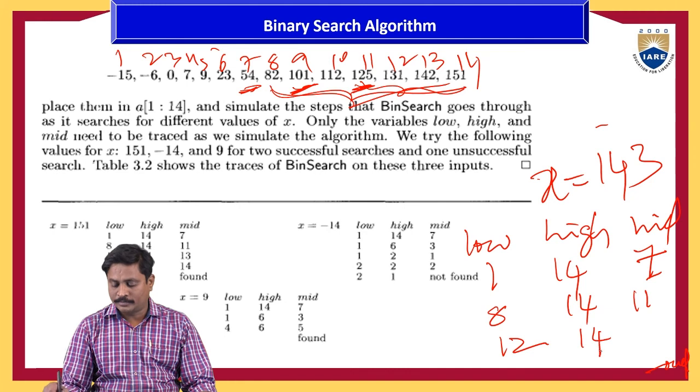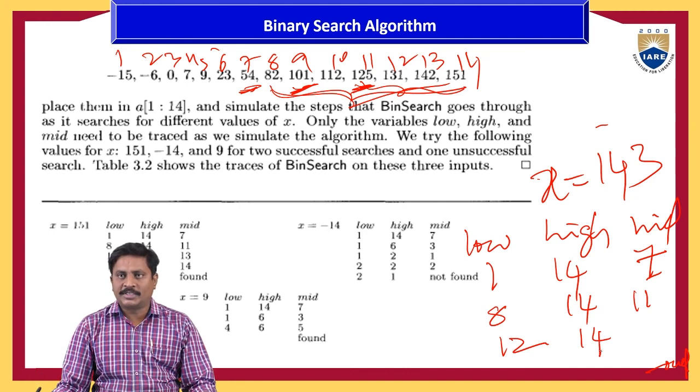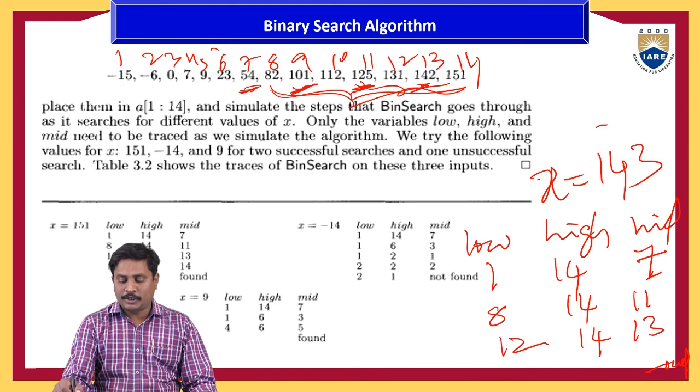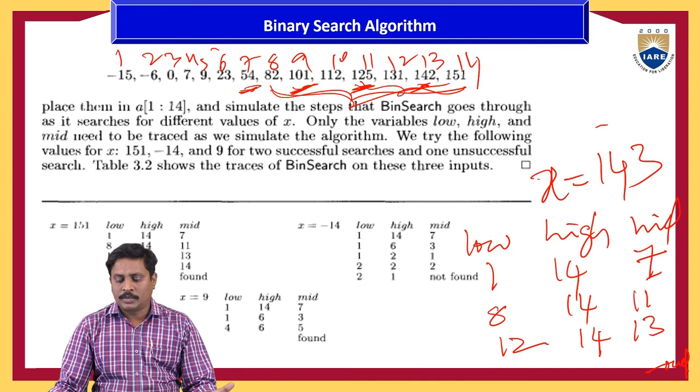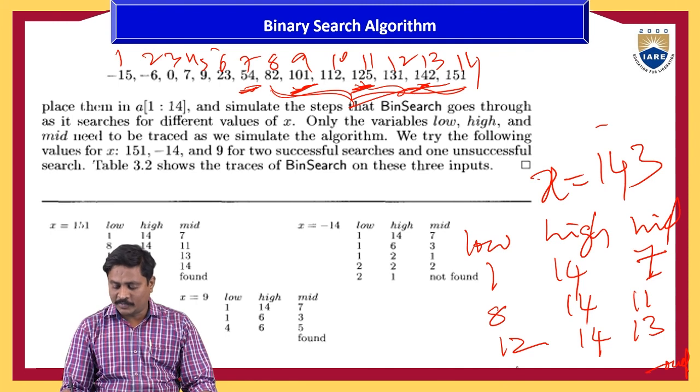12 to 14. 12 plus 14, 26 by 2, means 13. So A of 13 value is 142. 143 is equal to 142? No. So 143 is greater than 142. So it lies in the right subarray. The right subarray starts from mid plus 1. 13 plus 1 is 14. High value is also 14.